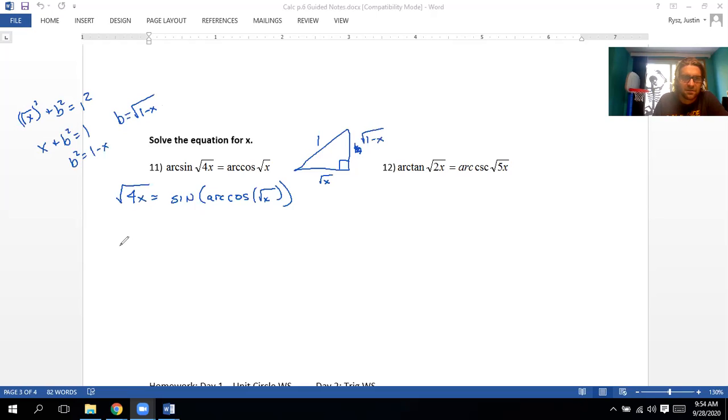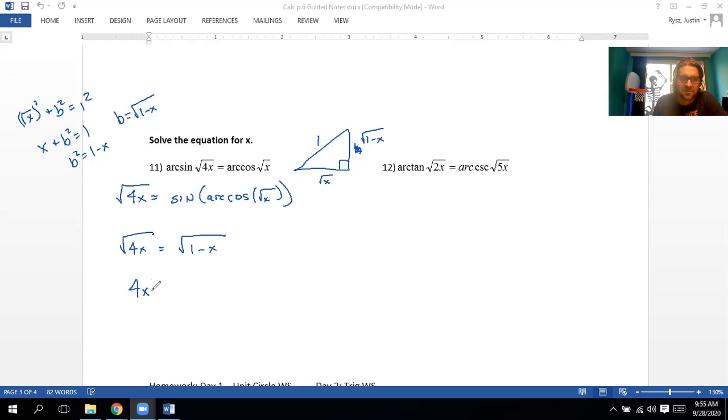So that means the sine of this triangle that we made is radical 1 minus x over 1, or I'll just leave it as radical 1 minus x. Now, the reason why that is important is because now we have an expression with no trig functions anymore. We just have radicals. Well, to get rid of radicals, we'll just square both sides.